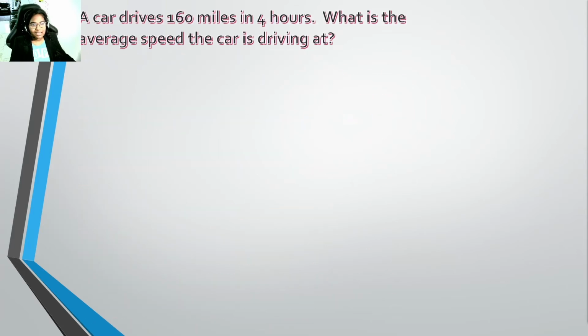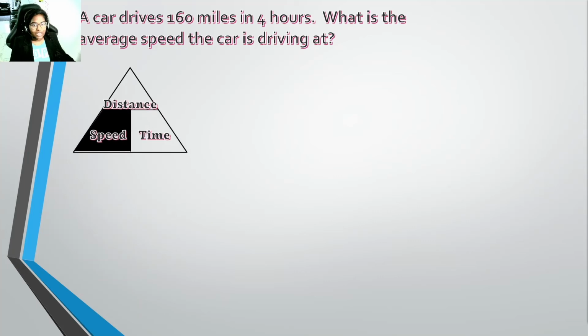Let's try a question. A car drives 160 miles in 4 hours. What is the average speed the car is driving at? Well, we will need to find the speed, so what will the equation be? Let's look at the triangle. Distance and time are vertically next to each other, so the equation will be distance divided by time. Now that we have our equation, we substitute the values we have, in this case for distance and time. We will have speed equals 160 divided by 4, which is 40. So the car is traveling at 40 miles per hour.